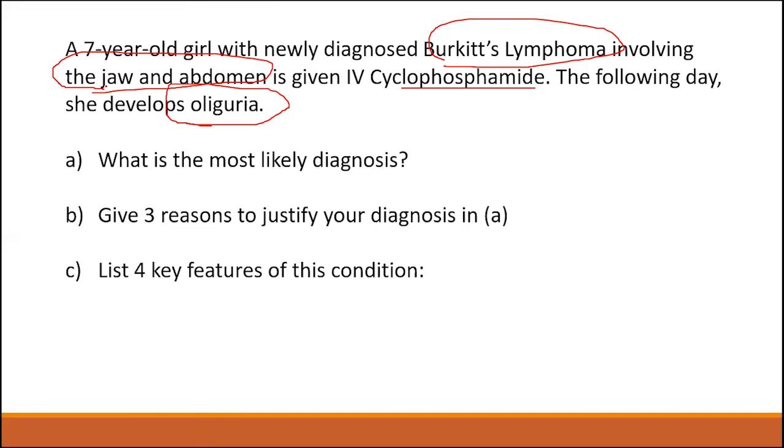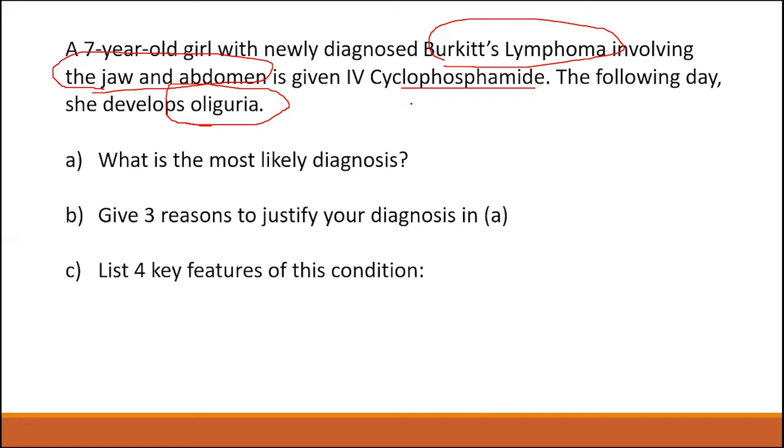4 key features of this condition. Good. So like I said, when people are given chemotherapy, there are things you need to start looking at for them. And these are typical features that help you to diagnose this patient as tumor lysis syndrome. So what are the 4 key features? 1, hyperkalemia. When the potassium starts increasing, it's an indication that this person has a tumor lysis syndrome.